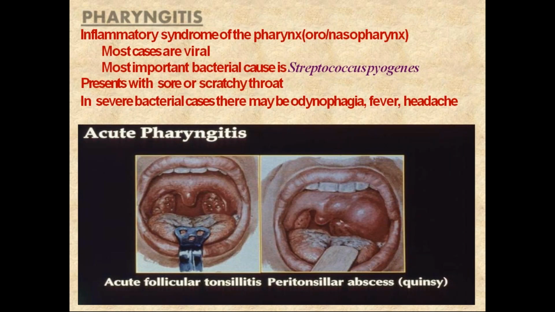Next one, pharyngitis. What is pharyngitis? As the name suggests, it is the inflammation of the pharynx. Most cases are usually viral. Pharyngitis is mainly caused by viruses and bacteria such as Streptococcus pyogenes, and it is characterized by sore throat. The throat will be painful or you may get an itch. When you breathe also you will get an itch. When you swallow, it will be painful.